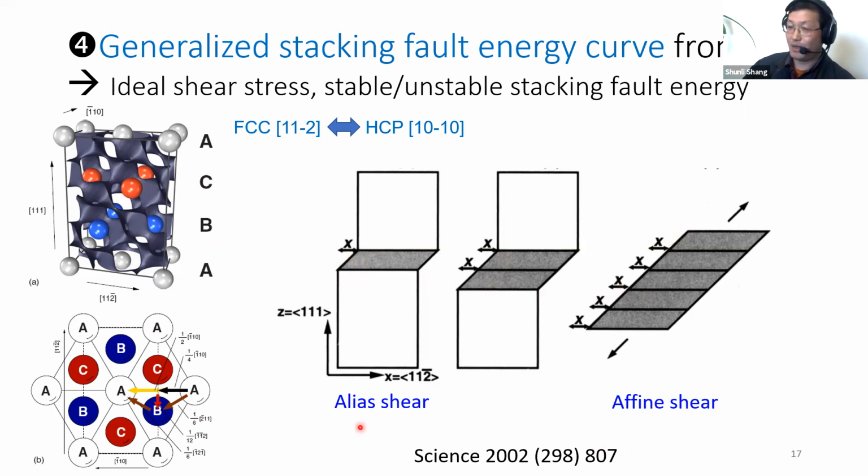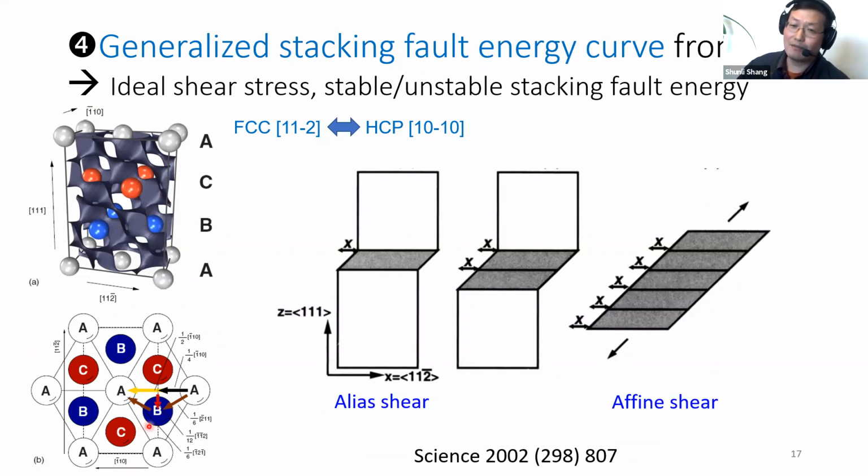For these two extreme cases, we give two names. One we call the Alice shear. This one is the Eiffel shear, and this shear is very close to the real case. Then in our calculations, we can use the Alice shear to do the predictions.